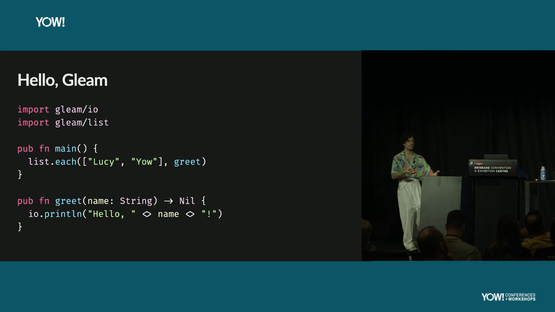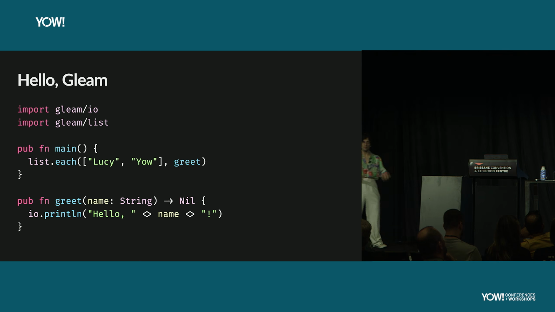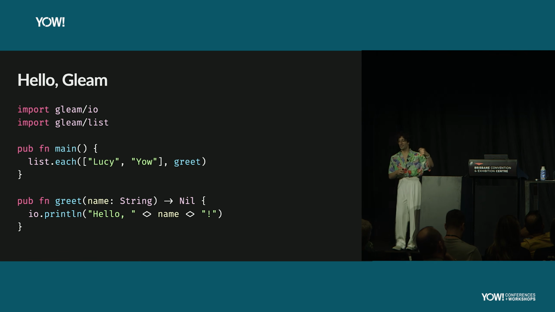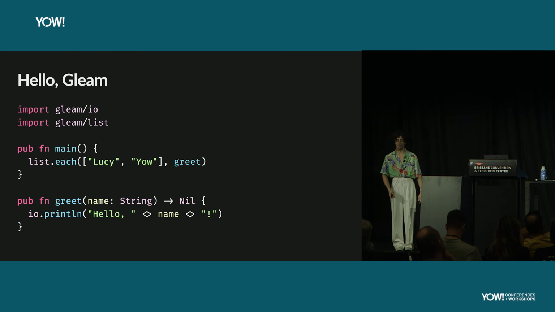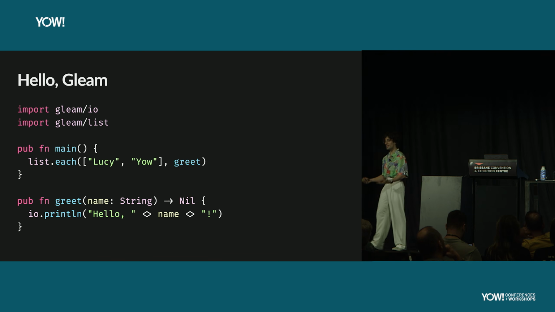And then we have the main, the entry point of our program. Here, to do something that is just one step above simply printing a message, we are using this greet function to print a greeting for each item in a list. And so we'll see hello Lucy and hello YOW. And if you've had any exposure to mainstream languages like JavaScript, for example, the syntax might be quite reminiscent of those. And that's by design.